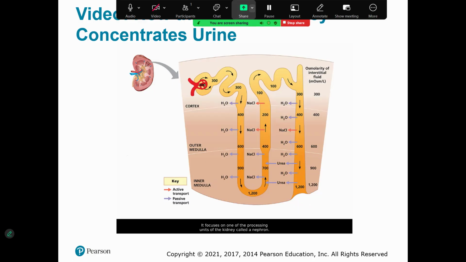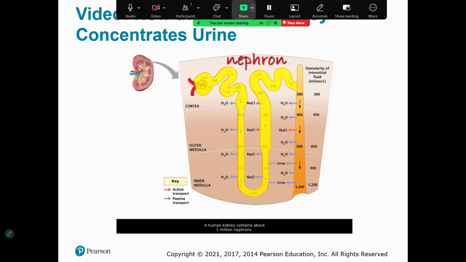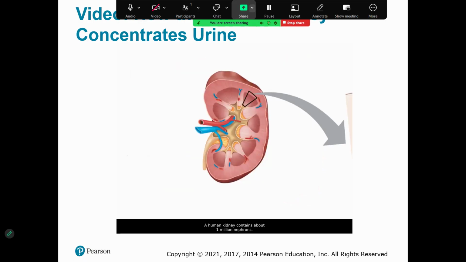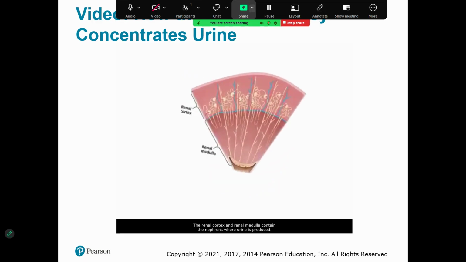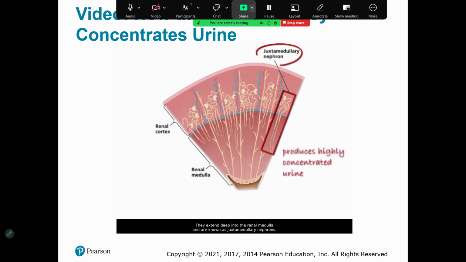It focuses on one of the processing units of the kidney, called a nephron. A human kidney contains about 1 million nephrons. This cross-section through a kidney shows where the nephrons are located. Each kidney has an outer region of tissue, the renal cortex, which surrounds an inner region, the renal medulla. The renal cortex and renal medulla contain the nephrons, where urine is produced. Only some of the nephrons can produce highly concentrated urine. They extend deep into the renal medulla and are known as juxtamedullary nephrons.